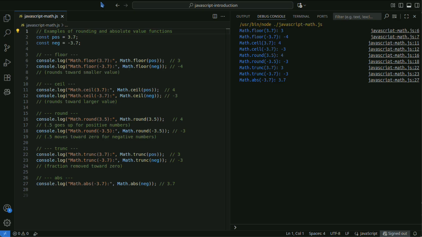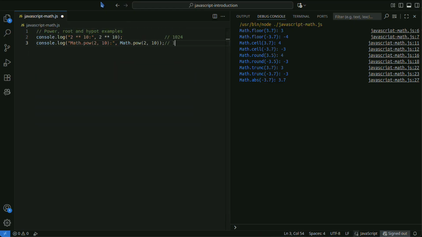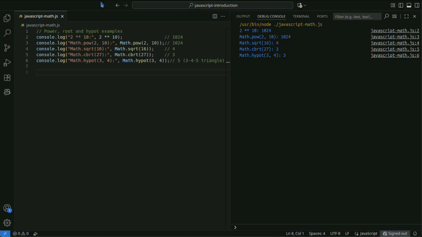Exponentiation and square roots can be done with Math.pow or with the ** operator. Math.hypot safely calculates the square root of the sum of squares, such as distance. Below are examples of exponentiation and hypot. Math.hypot mitigates the impact of overflow and underflow. Math.hypot is useful when dealing with triangle sides or multi-dimensional vector lengths.